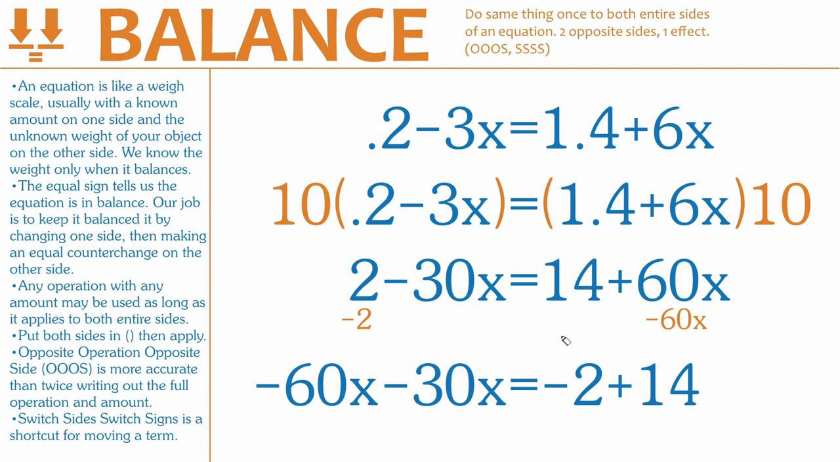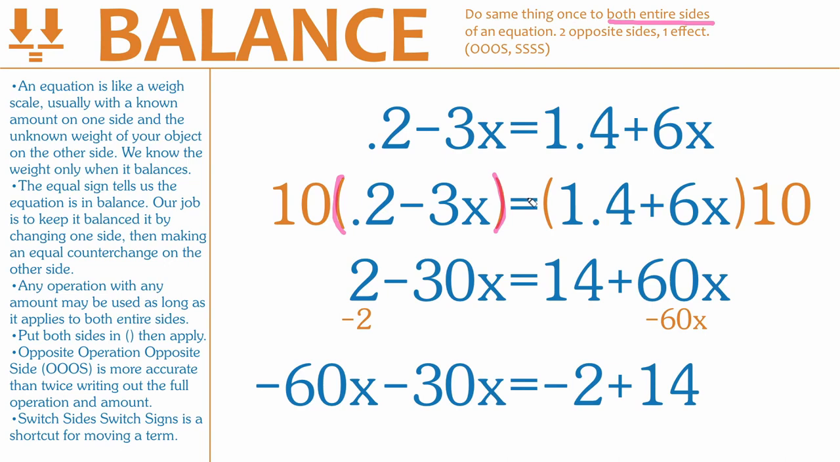Here's another example with a little more complicated equation. I'm not going to get into the particular steps why we do what we do. The important thing is that balance is being maintained. So I start with some decimals up here. And so I need to multiply both sides by 10 to get rid of the decimal. So I introduce parentheses.